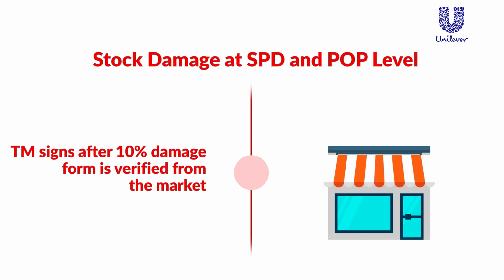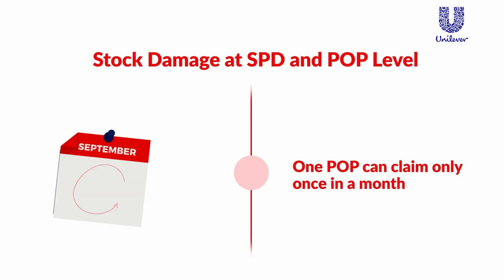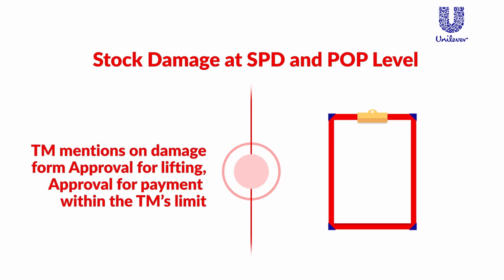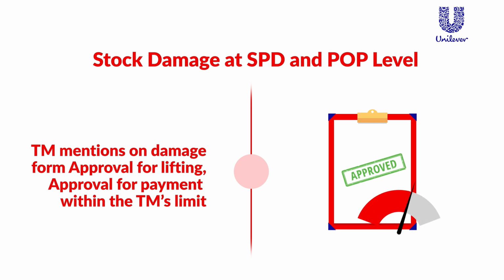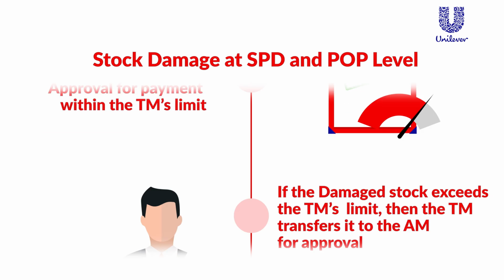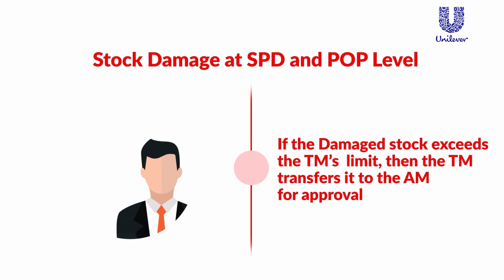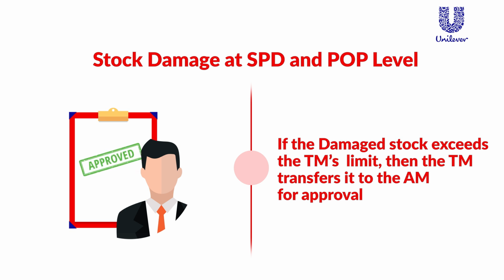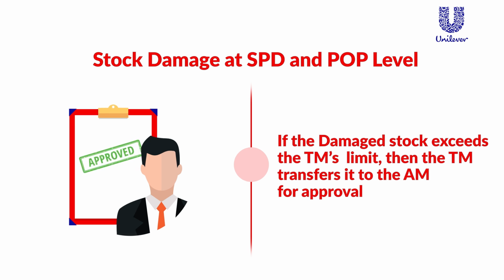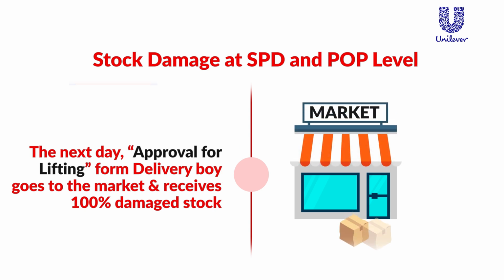Territory manager signs after 10% of damage forms are verified from the market. One point of purchase can claim only once in a month. Territory manager mentions on damage form approval for lifting, approval for payment within the territory manager's limit. If the damage stock exceeds the territory manager's limit, then the territory manager transfers it to the area manager for approval. The next day, after approval for lifting, form delivery boy goes to the market and receives 100% damage stock.